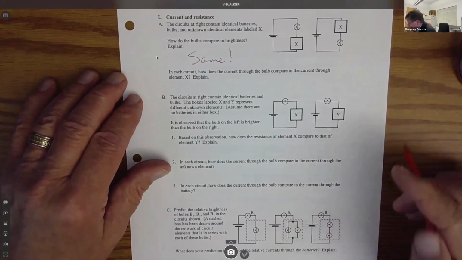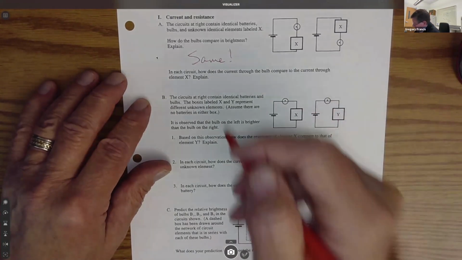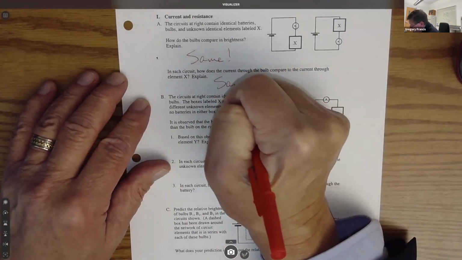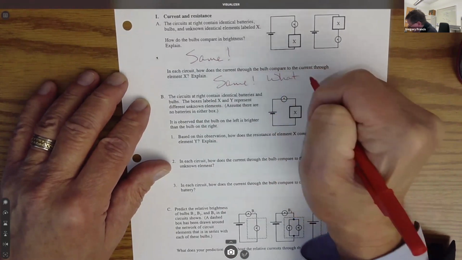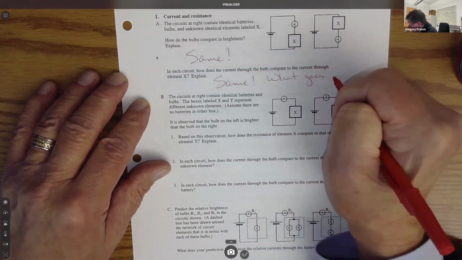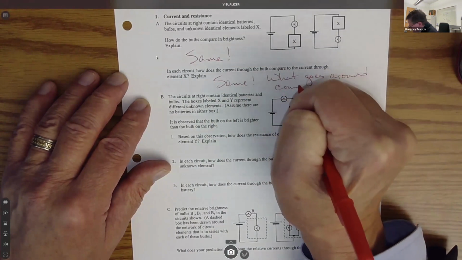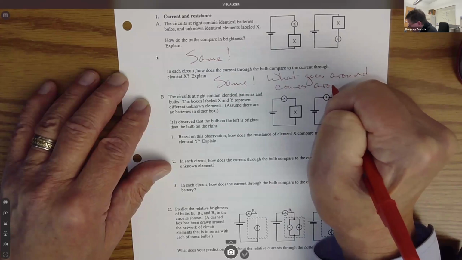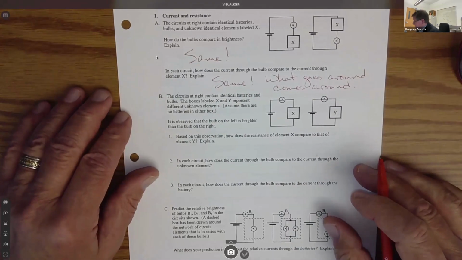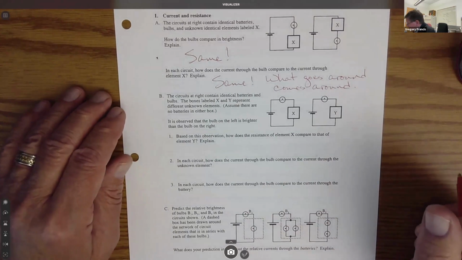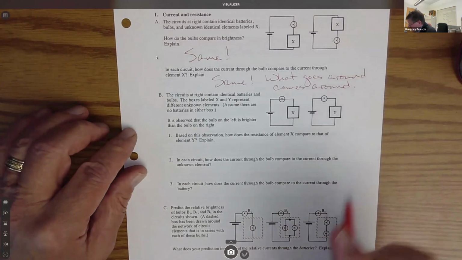In each circuit, how does the current through the bulb compare to the current through element X? Also the same. What goes around comes around. And that's just an offhand way of saying that current doesn't get used up as it goes around a loop. It's got to be preserved, or conserved.